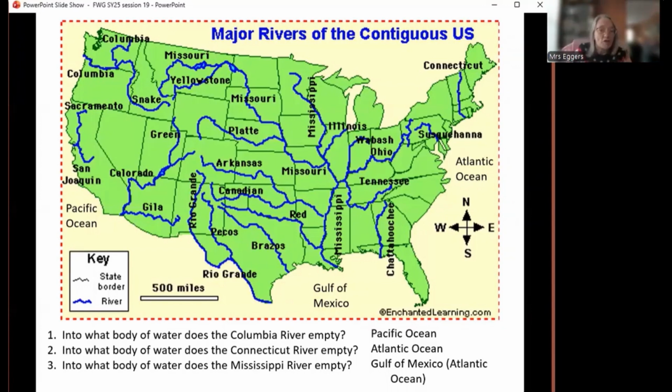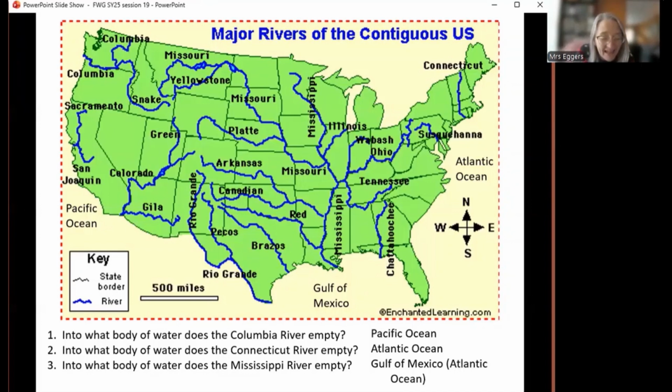So if you just look at the Chattahoochee, for example, and you're like, well, where does the river start? Where are the headwaters, and where is the mouth of the river? The mouth is always where it empties into a larger body of water. So rivers never flow from the ocean inland, right? They always flow inland from a higher elevation and empty into a larger body of water. All right.